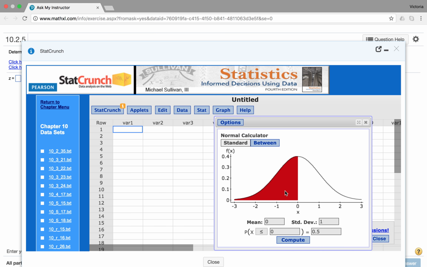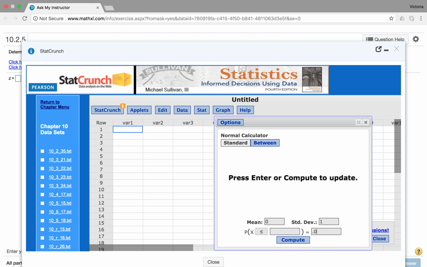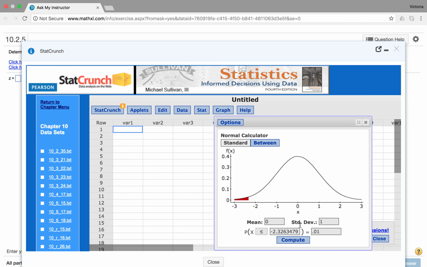And see how it's shading here? We want the value to be 0.01 as the area. So this is where we mark the area. We're going to change this to 0.01 and press enter. And see how it's shading to the left here? Now, what we could also do is the area to the right, but then instead of saying 0.01, since the area underneath the entire curve is 1, I would say 0.99 would be the area to the left of that right value.